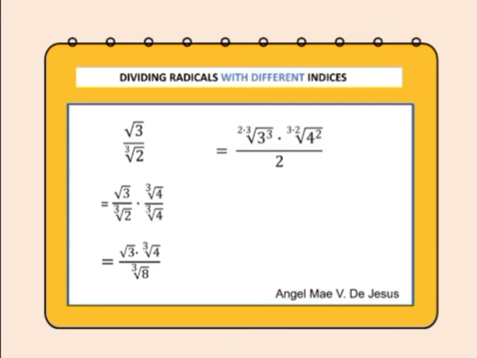2 times 3, the square root of 3 raised to the third power, times 3 times 2 raised to the square root of 4 raised to the second power over 2. Then we will simplify it. 6 square root of 27 times 6 the square root of 16 over 2. Now, their indices is now the same. Pwede na i-apply ang multiplication property of radicals to simplify the numerator. Kaya yan ay magiging the 6 root of 432 over 2. And that's the final answer.